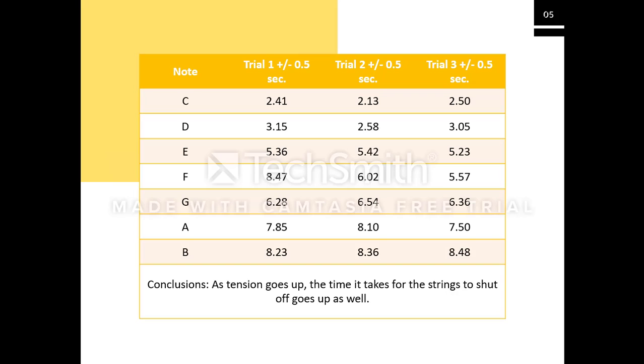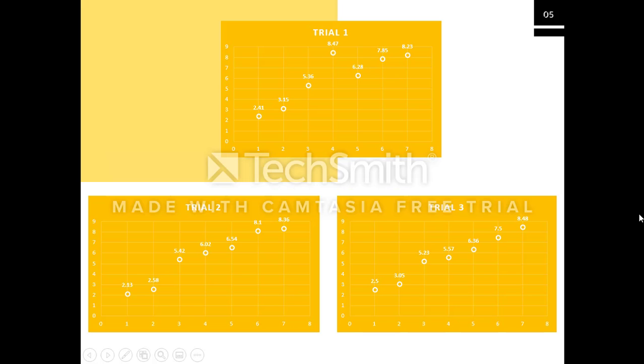And well, here are the results of my trials. As you can see, the numbers get bigger at the same time that the tension represented in notes also does. C is the lowest tension that I had, and B is the highest. Here we have some graphs with the 3 trials, and also we can see that the time it takes to stop vibrating gets higher as the note gets higher.